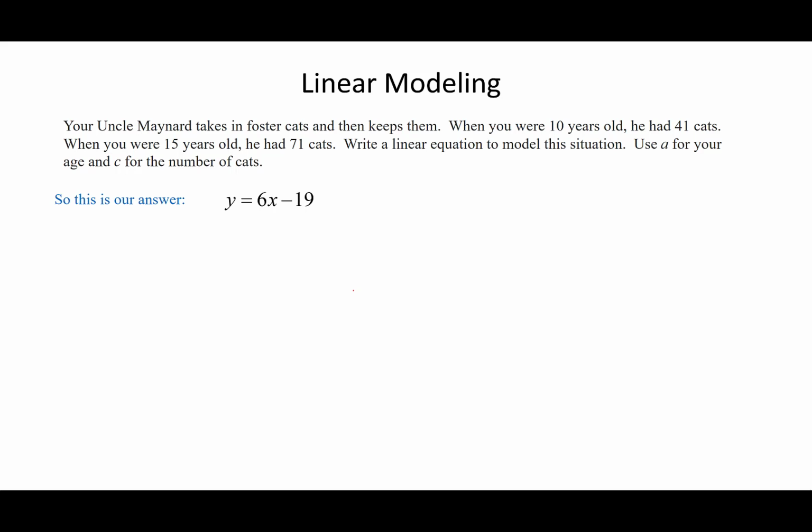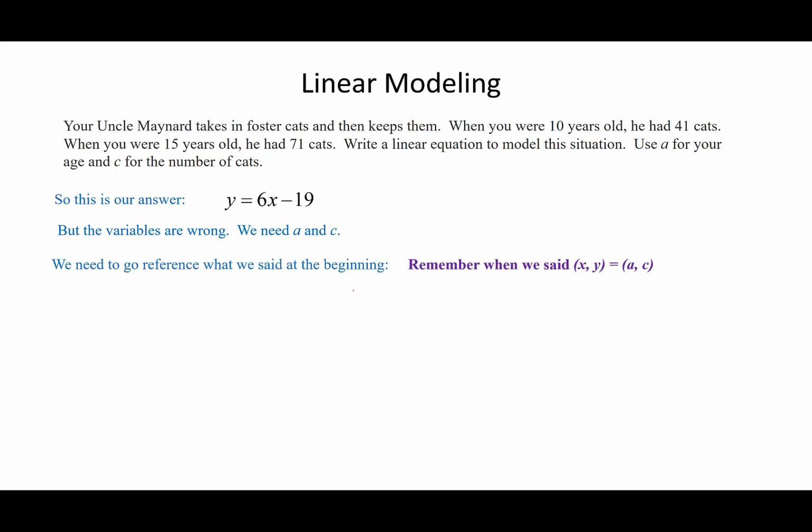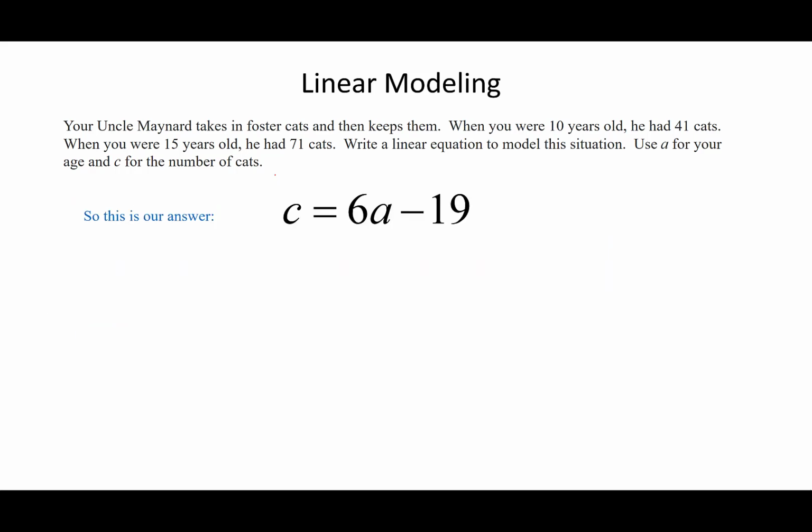So that's our answer. But the variable's wrong, so we need to switch everything up. And this is why it's important to have written it down somewhere. So back at the beginning, if you remember, we said that xy was AC. So x is A and y is C. And so we're going to go ahead and substitute the appropriate variables. And so we end up with C equals 6a minus 19 instead of 6x minus 19. And that's our answer. That's what they're looking for.